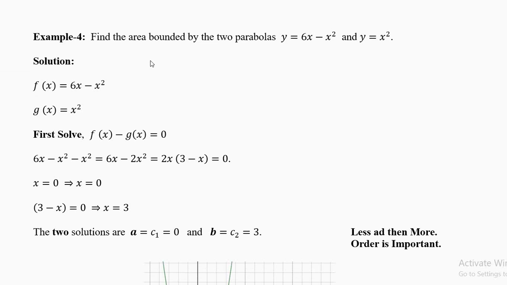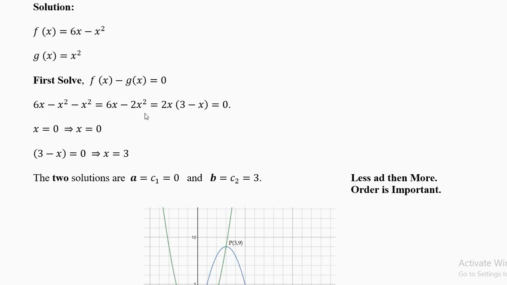Now next, find the area bounded by the two parabolas y equal to 6x minus x square and y equal to x square. Both of them are parabolas as they are power 2 functions. Now your first function is f of x equal to 6x minus x square, and the second function is g of x equal to x square.